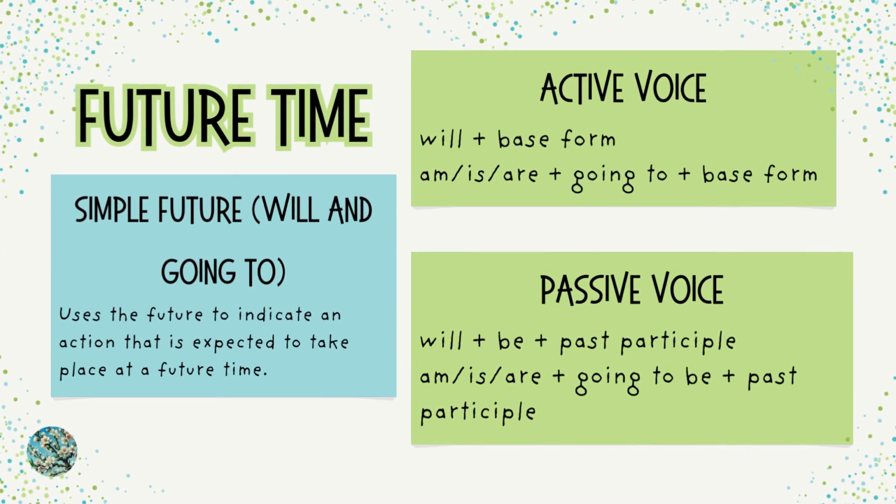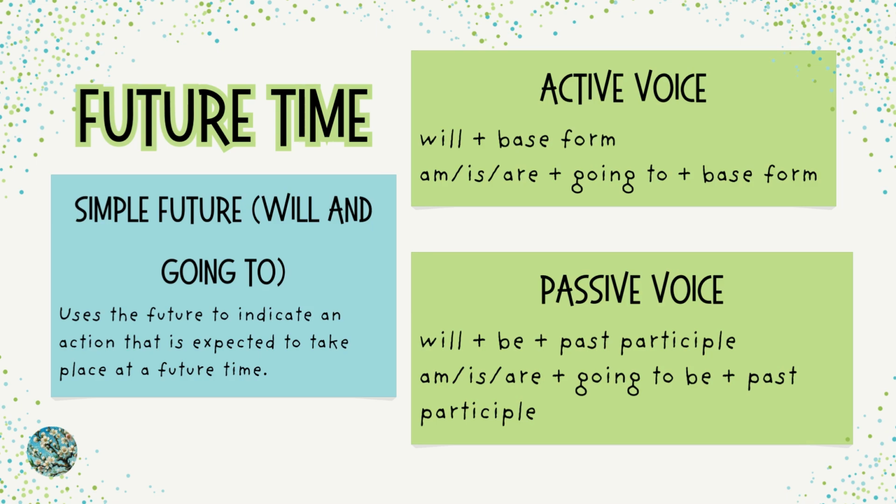In the case of future time tenses, we have two possible structures, will and going to. In both of them, we use the future to indicate an action that is expected to take place at a future time. In the active voice, with will we begin with will and then the verb in its base form. With going to, it is the verb be in present, is or are, then going to and at the end the verb in its base form.